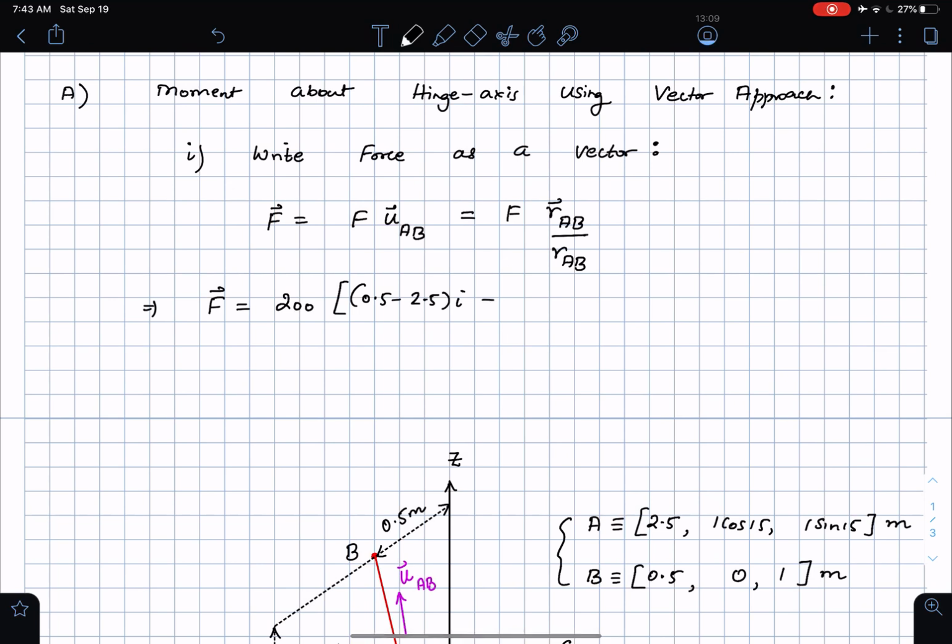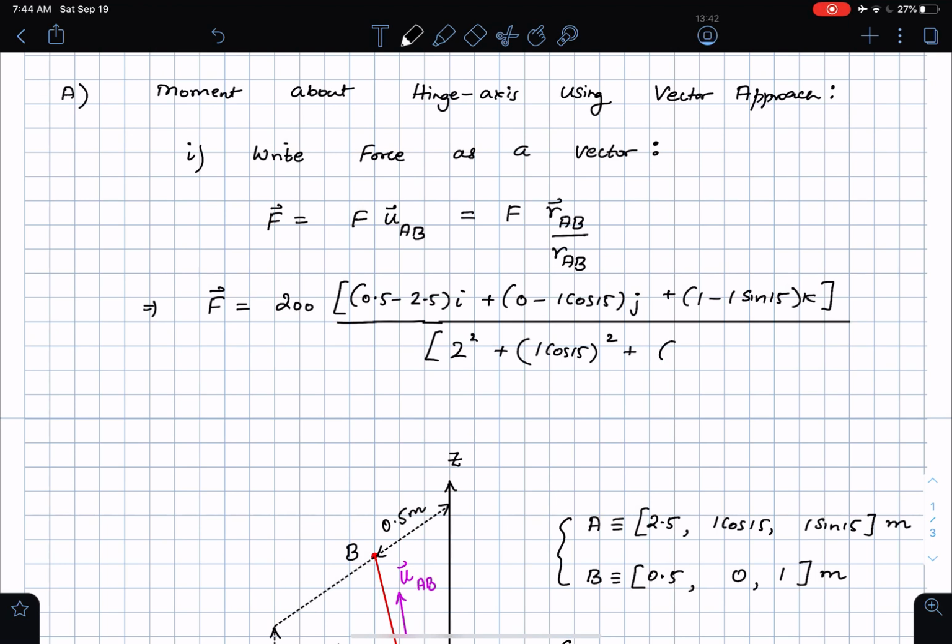2.5i, and then 0 minus 1 times cosine 15 j, and then 1 minus 1 times sine 15 in the k direction, and all of this will be divided by the square root of the sum of the squares of these quantities. I'm just going to write this very quickly. 0.5 minus 2.5 is minus 2, so that's going to be 2 squared, and then 1 times cosine 15 whole squared, and then 1 minus 1 times sine 15 whole squared, all to the power 1 by 2.